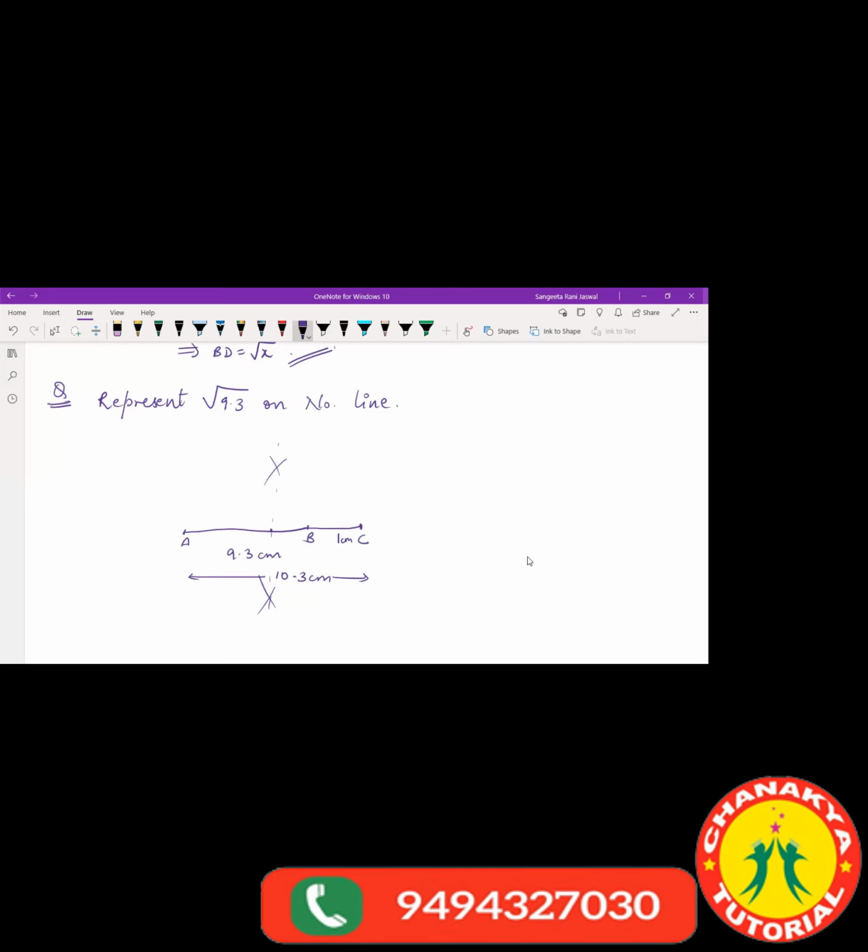10 का half हो गया 5 and 0.3 का half हो गया कितना हो गया 1.5. 3 का half हो गया 1.5. So that means 5.15, between 5.1 और 5.2 के बीच में, right?